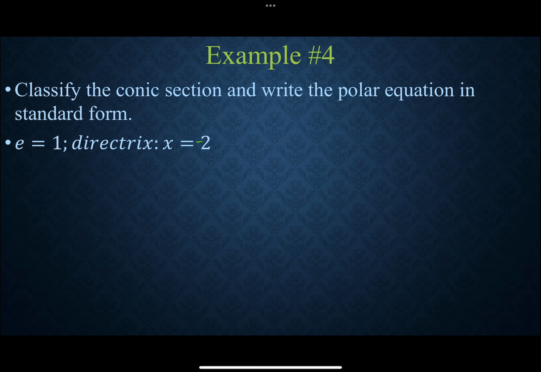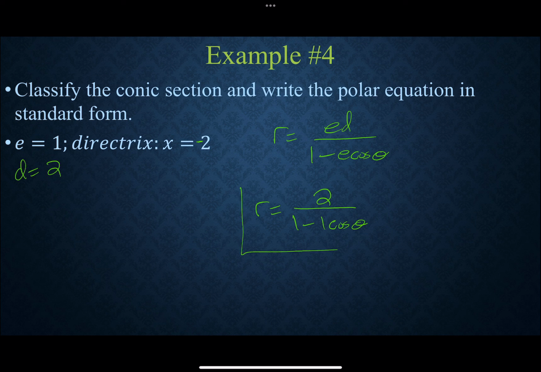So let's make a slight alteration. Let's say that's x equals negative 2. So E is 1, D is 2. Doesn't care that it's negative, that just shows the type of equation we're dealing with. Where the type is ED over 1 minus E cosine theta. 1 times 2 is 2, so the numerator is a 2. And it's going to be 1 minus 1 cosine of theta, which we don't really need to write a 1 cosine theta, but we're welcome to.